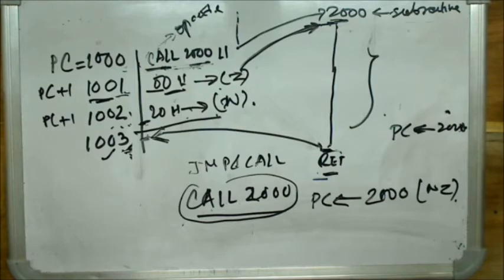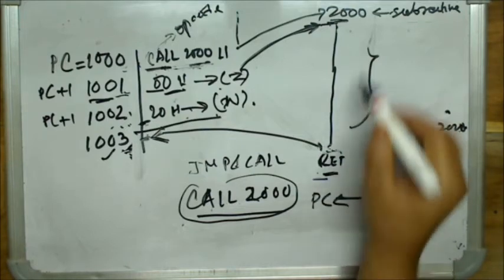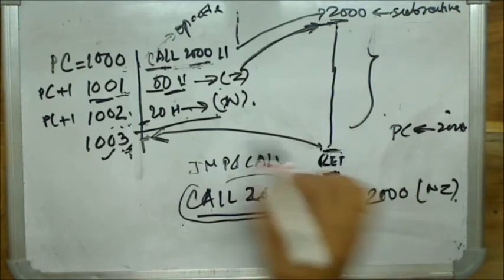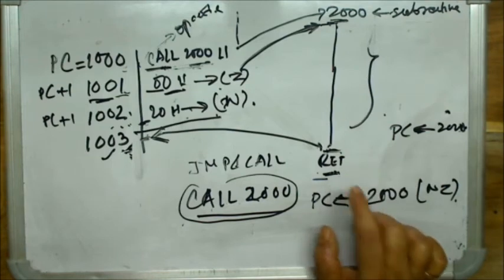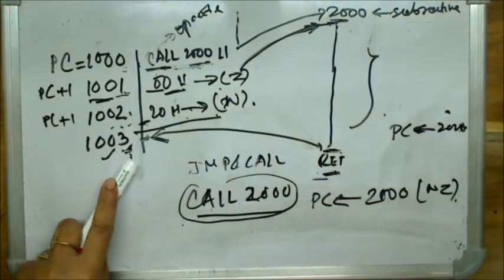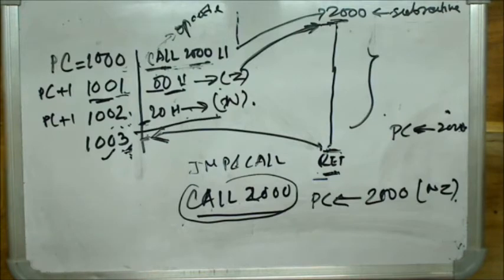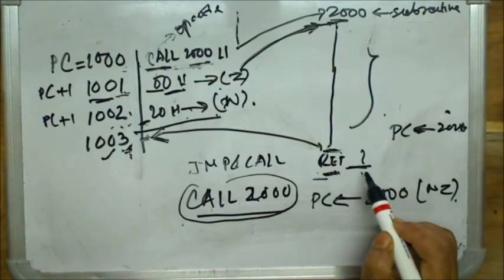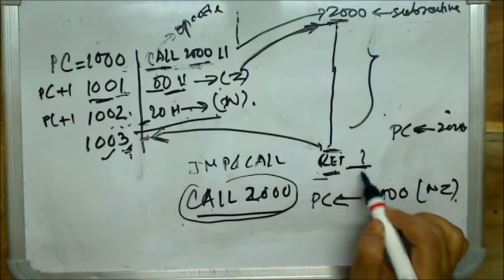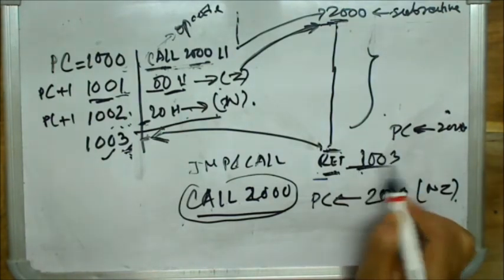Now in call, you have to come back. So how do you come back? After it executes the subroutine, it finds the return instruction and comes back to the main program. When you write return, what are you not writing? The address next to it, the address where you want to return. You are not writing return 1003.